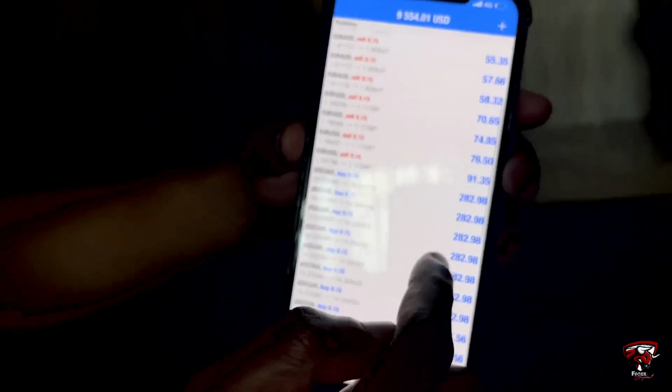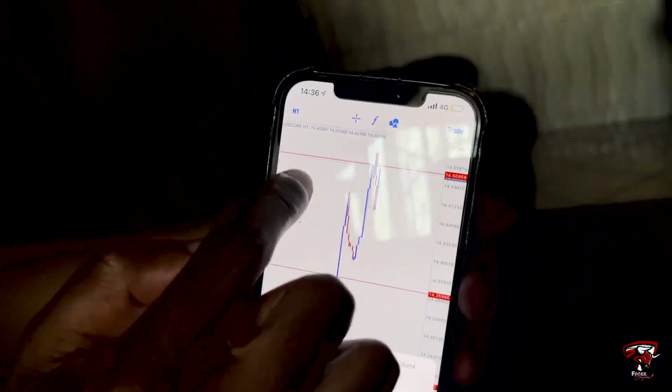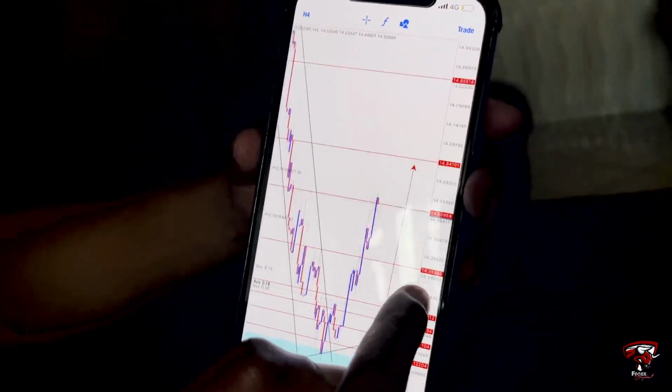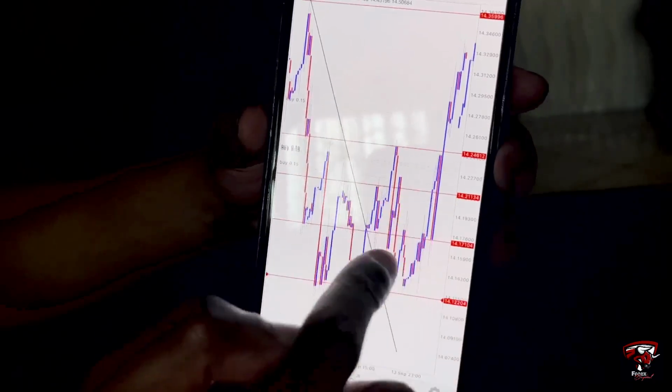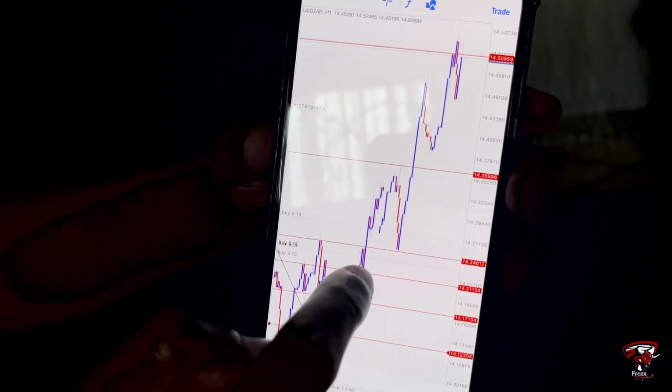So next up, we have USD ZAR. USD ZAR, you can see this was a clear, beautiful bullish trend, guys. On this trade, I had a breakout retest, right? That's how I took my entry on this one. You can see where the market broke out and retested. Once we got the second retest, that's how I took my entry.